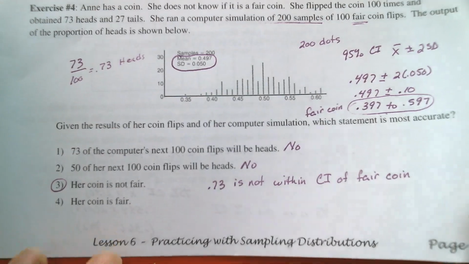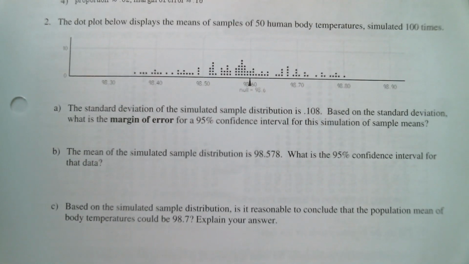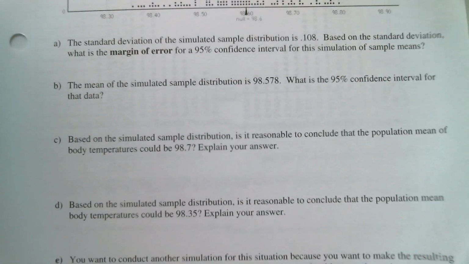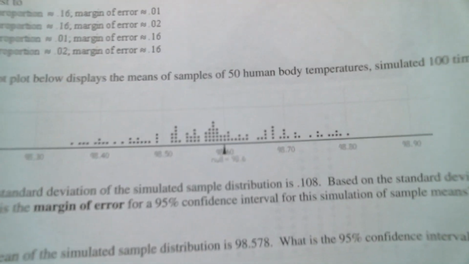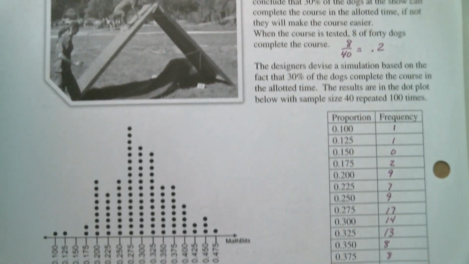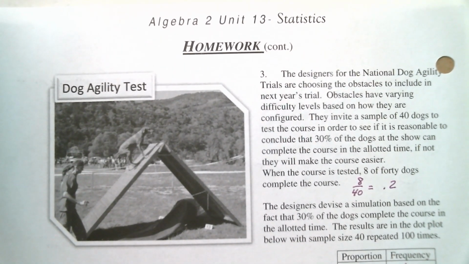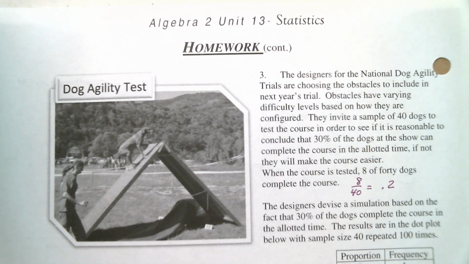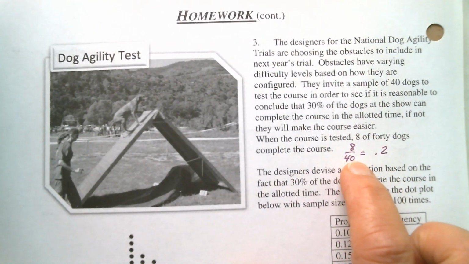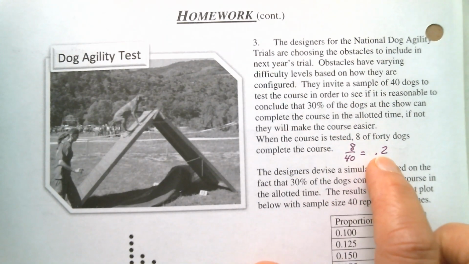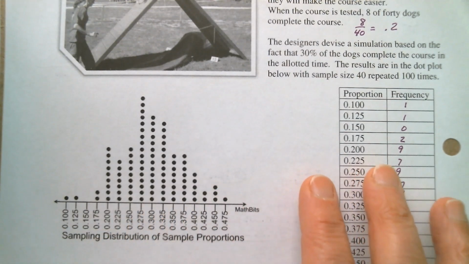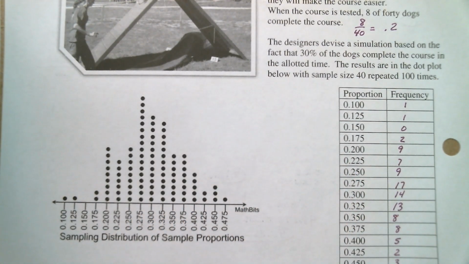Now the homework, pages 472 and 473. 472 is similar to the notes. 473, you need a calculator to calculate the mean and standard deviation. So question number 3. You've got 8 out of 40, and the first paragraph is 0.2. And then the dot plot. Again, if you have the calculator, please enter the information in.